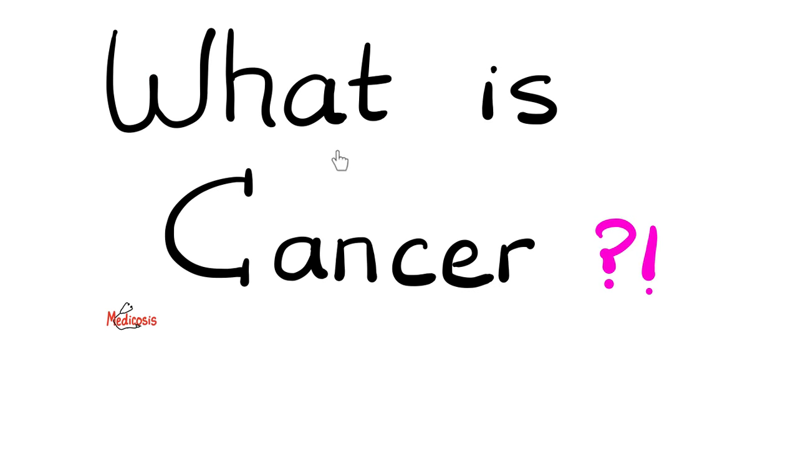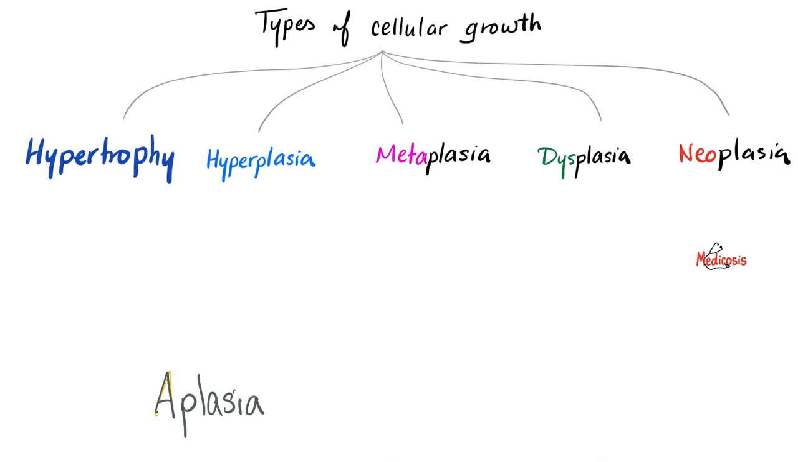Colon cancer is today's topic, but what is cancer? Well, there are many types of cellular growth. If the cell is growing in size, it's called hypertrophy. Growing in number, it's called hyperplasia. If I'm changing the tissue from one type to another type in the same category, for example, one type of epithelium to another type of epithelium, or one type of connective tissue to another type of connective tissue, this is called metaplasia. If I have defective, dysfunctional growth, we call this dysplasia, dysfunctional growth.